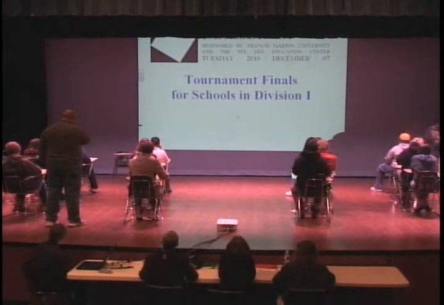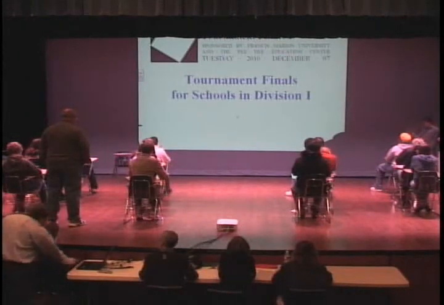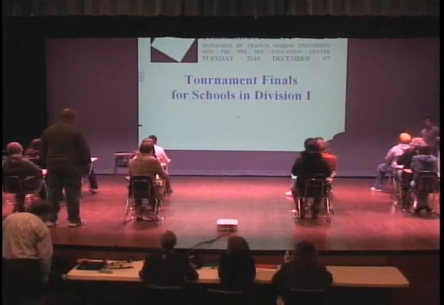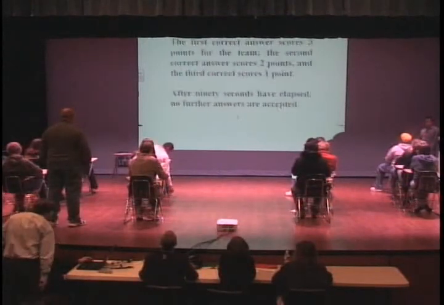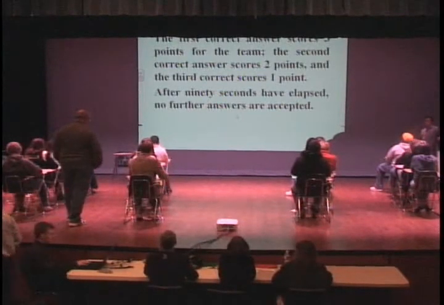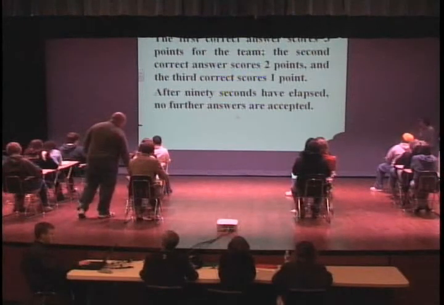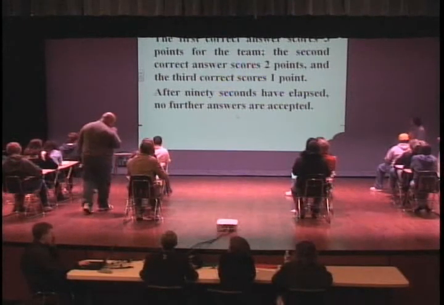When you come up, the first student to get the first correct answer will score 3 points for that team. The second correct answer scores 2 points for that team. And the third correct answer scores 1 point. Each problem is timed for 90 seconds. After 90 seconds, that problem is over with and no final answers are accepted.